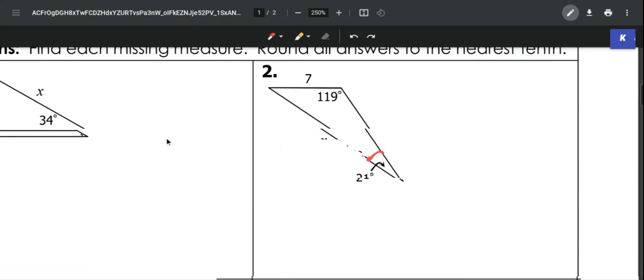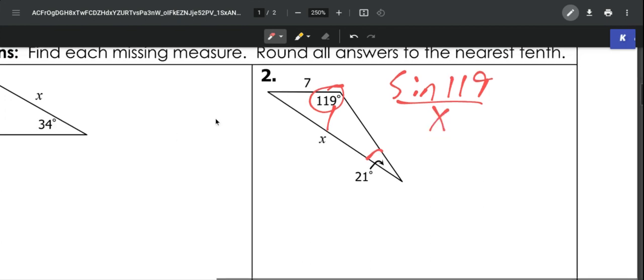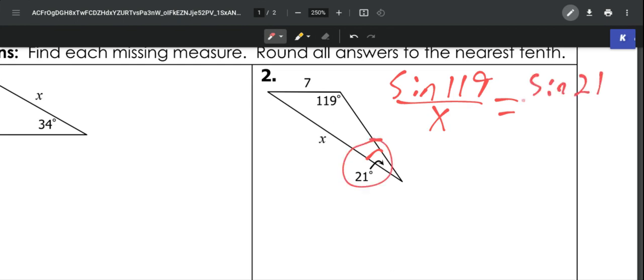So we're going to start off with sine of one of our angles. So sine of 119. And if we want to know what's going to go on the bottom of that fraction, I'm actually doing this a different way just so you can see that there's more than one way to do it. We can start off at 119 and go opposite of that, and that'll give us the denominator for sine of 119. So then that's going to be equal to, we're going to do the same thing with this angle 21. So we've got sine 21 over the opposite side, which is 7. So now we have our proportion set up.